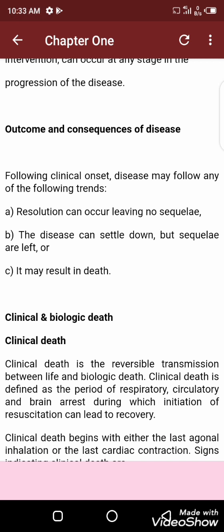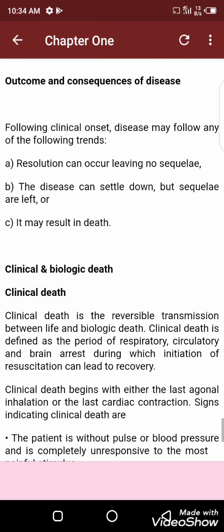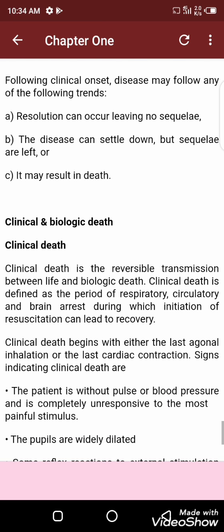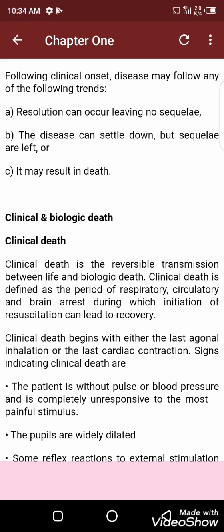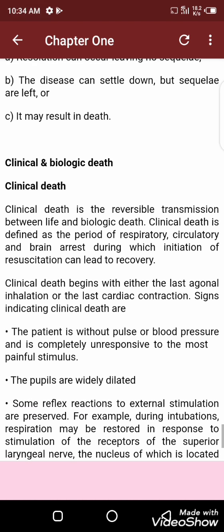Outcome and consequence of a disease following clinical onset. Disease may follow any of the following trends. Resolution can occur leaving no sequelae. The disease can settle down with sequelae left. It may result in death.